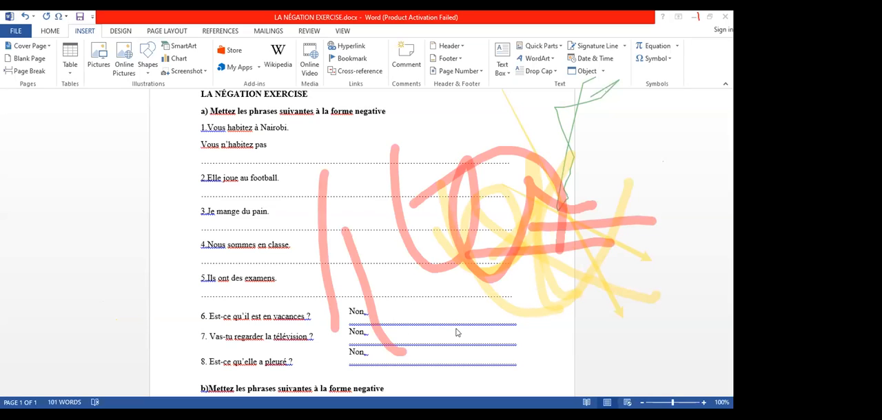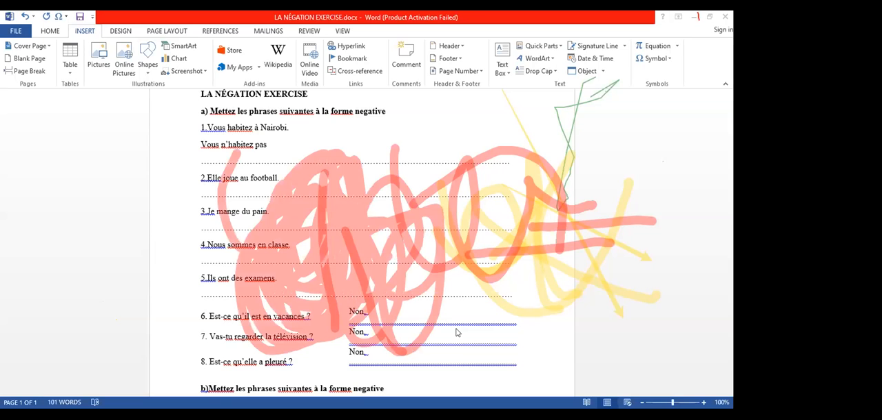Ils ne sont pas en vacances. Non. Il n'est pas en vacances. Il n'est pas. Oui. Just a moment. I don't know who is drawing on our chart. Just a moment, please.